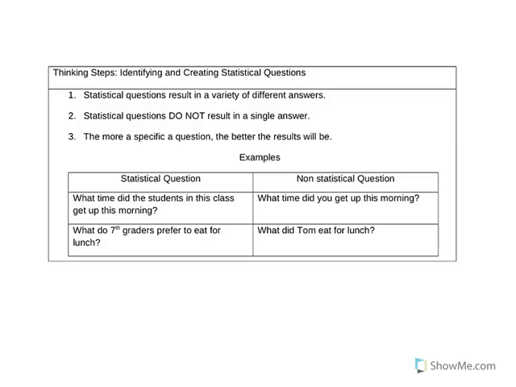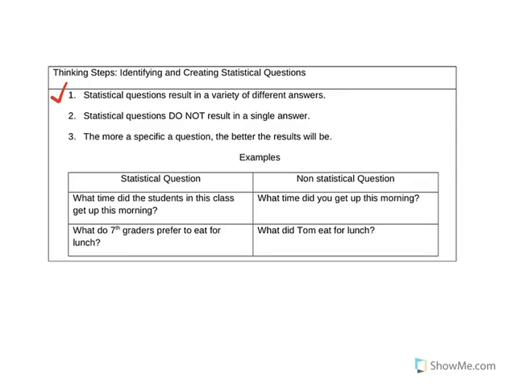Scholars, follow along with me as we go through today's thinking steps for identifying and creating statistical questions. The first one is statistical questions result in a variety of different answers. That means that when you ask that specific question, you're going to get answers that are not only different, but there's a lot of different answers.